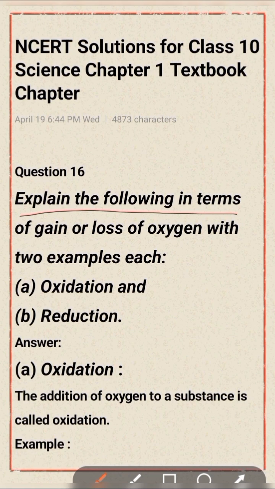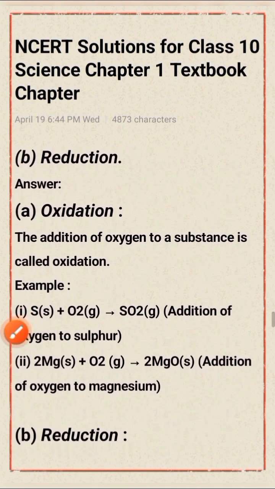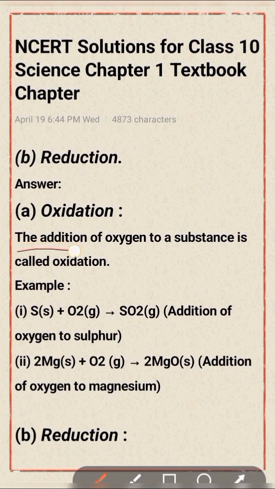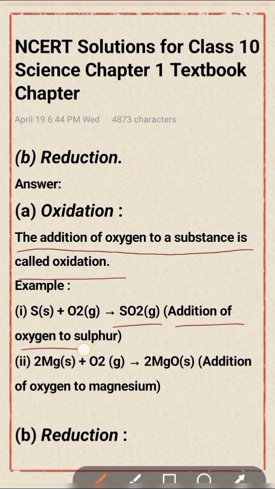Explain the following terms in terms of gain or loss of oxygen with two examples: oxidation and reduction. At first, oxidation. The addition of oxygen to a substance is called oxidation. That is, sulfur plus oxygen forms sulfur dioxide. That is the addition of oxygen to sulfur. Next example, magnesium reacts with oxygen to form magnesium oxide, that is addition of oxygen to magnesium. That is the example of oxidation reaction.